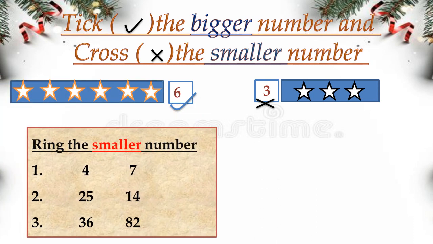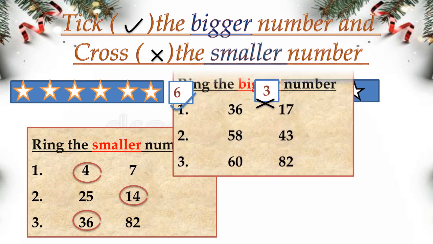Then arrange the smaller number. We can see there are 3 questions. First question is 4 and 7. Which is the smaller number? 4 is the smallest number. The next one is 25 and 14. Here 14 is the smaller number. The next is 36 and 82. Here 36 is the smaller number.